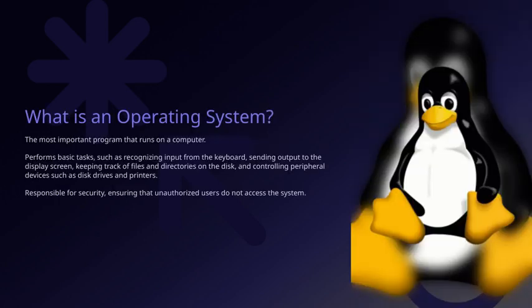So, what is an operating system? Well, it's the most important program that runs on a computer. Think of it as the backbone that keeps everything functioning smoothly. It performs the basic tasks we often take for granted, like recognizing input from the keyboard. So when you type, the OS makes sure your commands are understood. It also sends output to the display screen so you see what's happening.